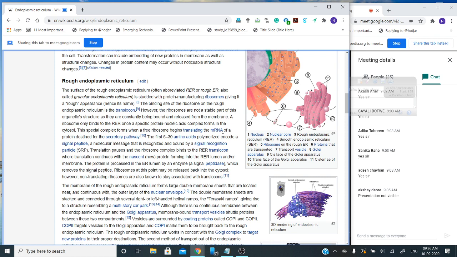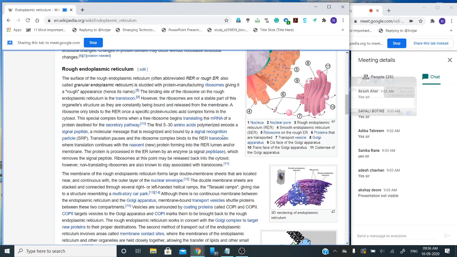Rough means they are embedded with the ribosomes. The binding site of the ribosome is called a translocon. The ribosomes are not a stable part. We have seen that they can change and can be moved. If they are moved, then it becomes smooth, and if they are there, then it will remain rough.